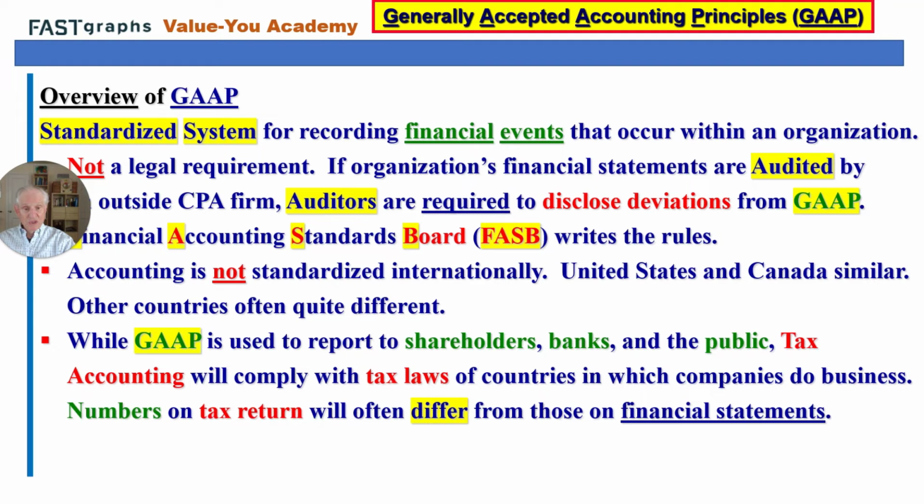So if you do business in another country, you basically are reporting taxes and what you have to pay according to their tax rules. And U.S. companies have to do the same. So the numbers on the tax return of what we turn into the IRS can differ from what are on the GAAP financial statements.